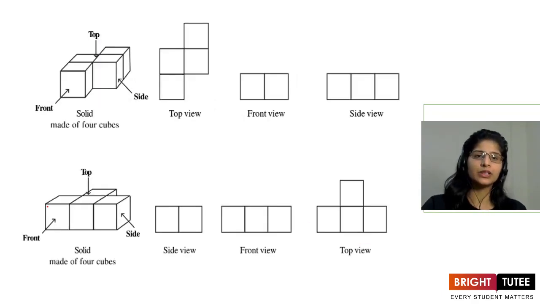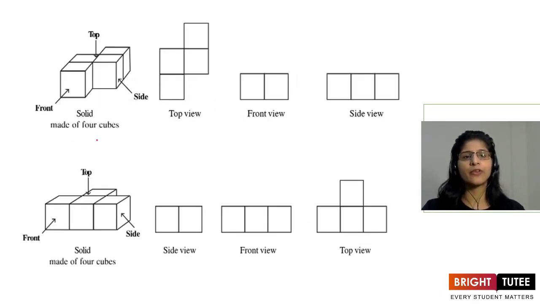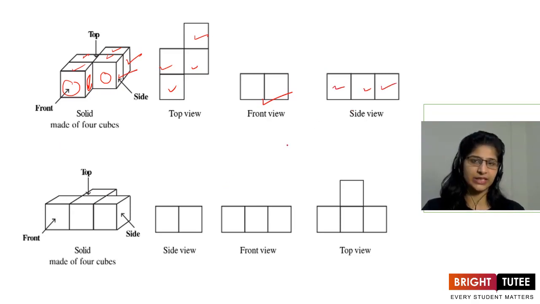Now here there is a solid made up of 4 cubes. On the top, just see what you see: 1, 2, 3, 4. These are drawn in the same way as they appear. Now the front view, we can see this and this from the front, right? So that's why two are drawn here. And the side view, we will be having a look at this, this, and also this one. So 3 squares will be seen from us.